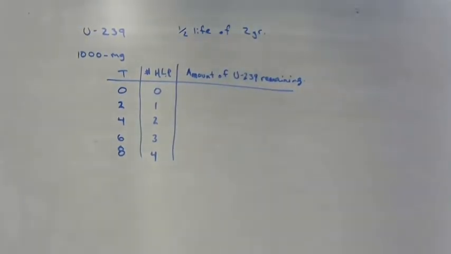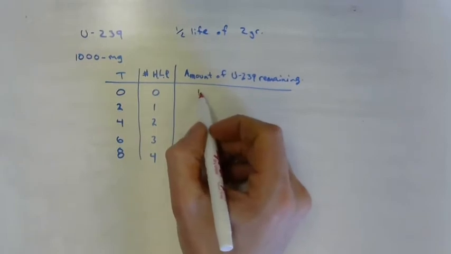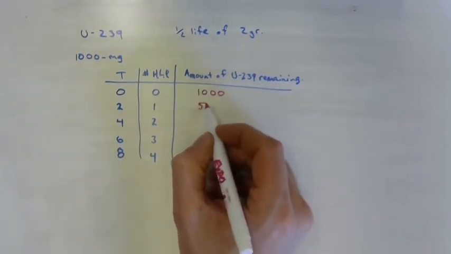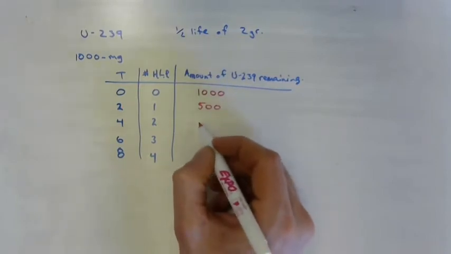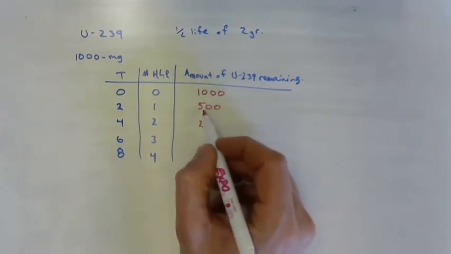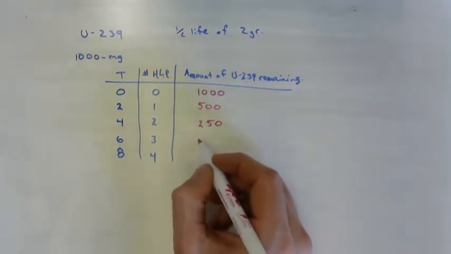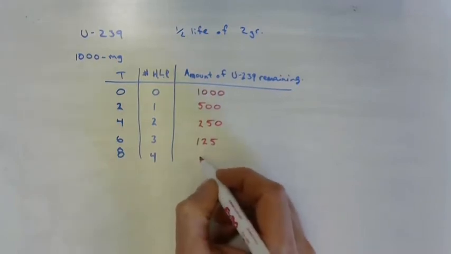And if we're starting with 1,000 milligrams, what's going to happen after one half-life period? 500. What's going to happen after another half-life period? You sure you don't lose the other 500? It's half? No, you have 500. You have 500, you lose half of that. Go ahead and fill in the rest.